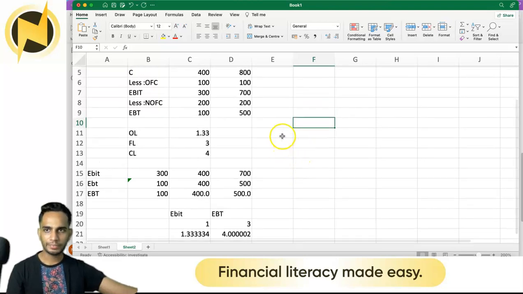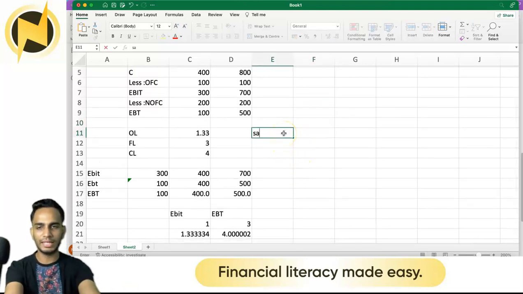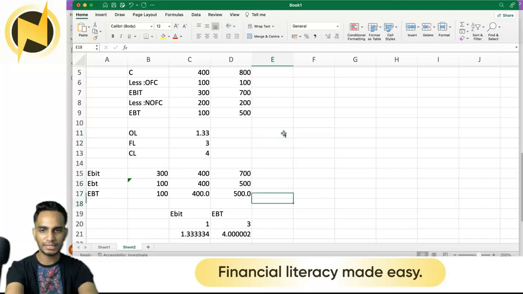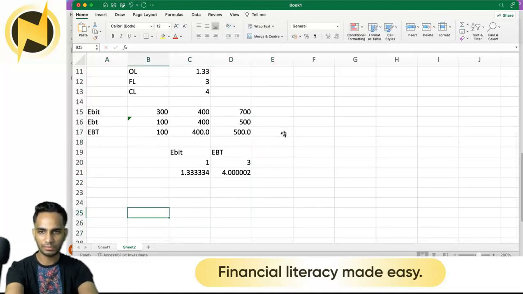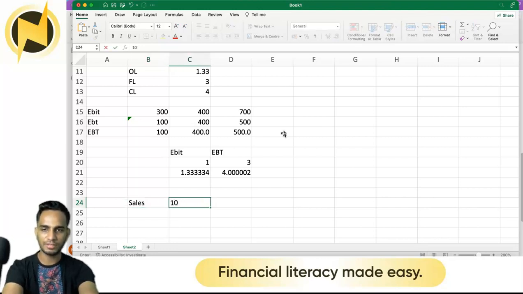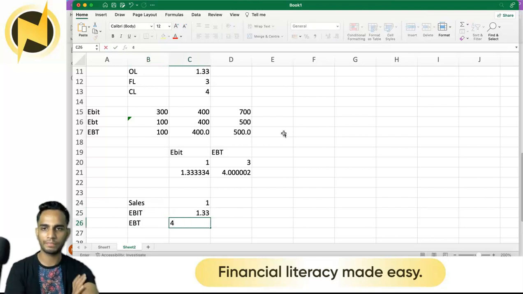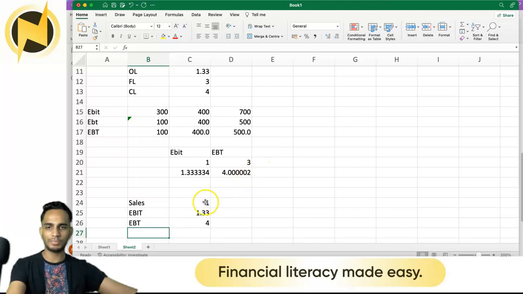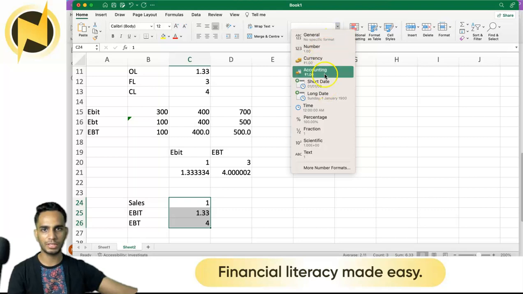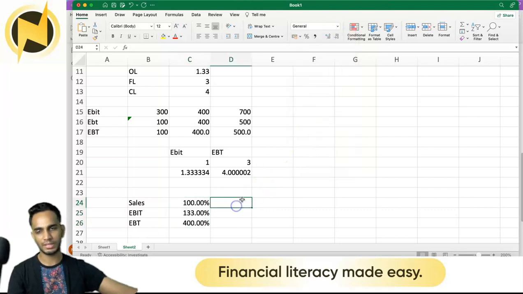So, in short, it says if sales move by 1, EBIT will move by 1.33 and EBT will move by 4. Correct? Now, if I express all this as percentages, we can work this out far more easily.